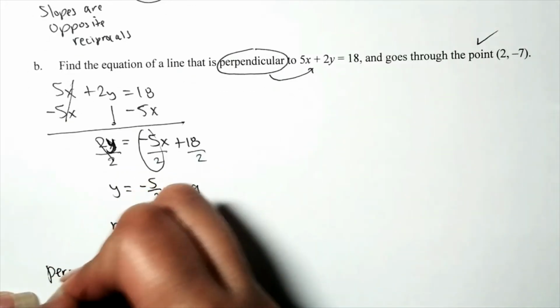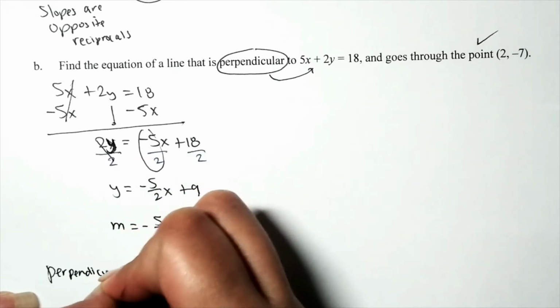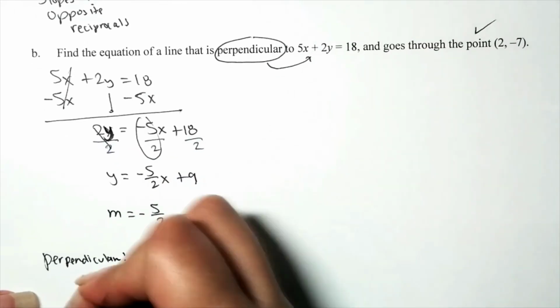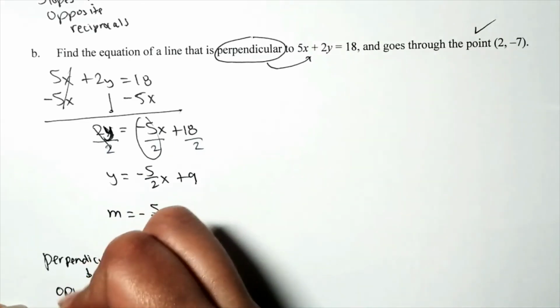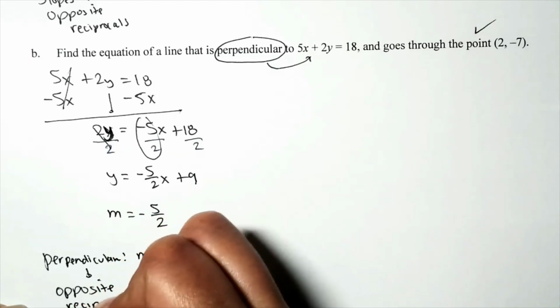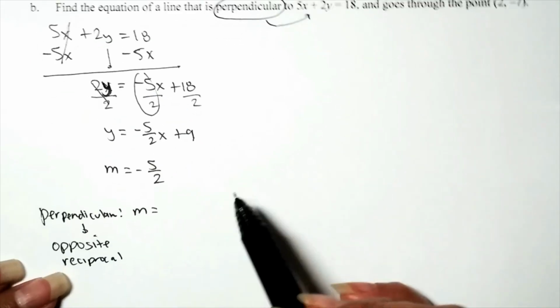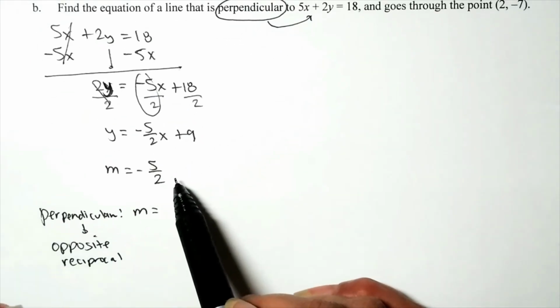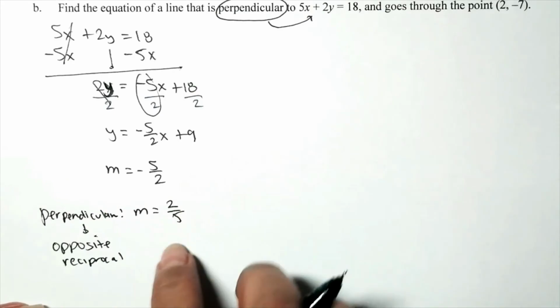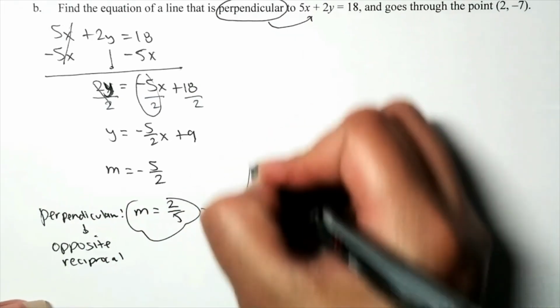Now I need to know what is the slope of the perpendicular line. Okay, the slopes need to be opposite reciprocals. So let me speak to myself. Opposite reciprocal. Okay, so the opposite of negative 5/2 is positive 5/2, and the reciprocal of 5/2 is 2/5. Okay, so this is the slope that we're going to use, so please be careful.